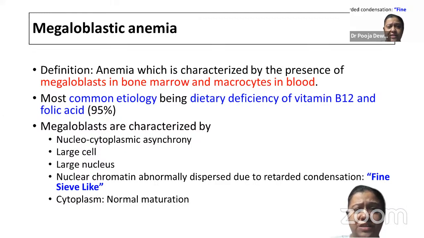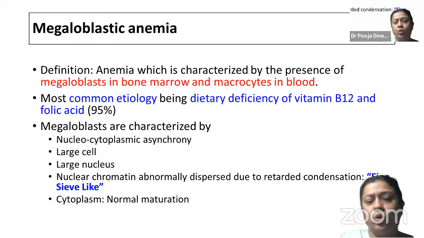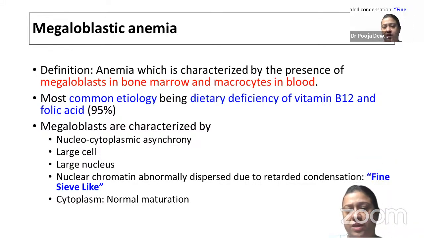Now, I would like to point out that the most common etiology for macrocytic anemia is nutritional, predominantly the dietary deficiency of vitamin B12 and folic acid, which is seen in more than 95% of such cases. Now, what are megaloblasts? These are actually large cells which have an asynchrony between the nucleus and the cytoplasmic maturity. Consequently, these cells are large. They have a very large nucleus where the chromatin is not condensed, but in fact is dispersed and it appears seed-like. The cytoplasm is normal in maturation.